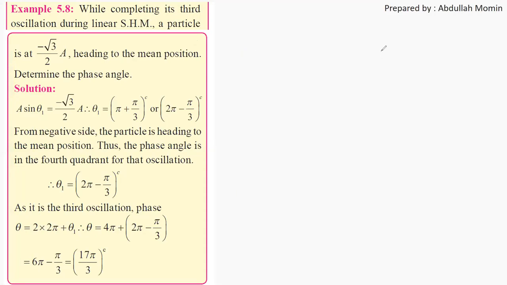So the next numerical is: while completing its third oscillation during linear SHM, a particle is at minus root 3 by 2 A heading to the mean position. Determine the phase angle. So the particle has completed its two oscillations and it is heading towards the third oscillation.